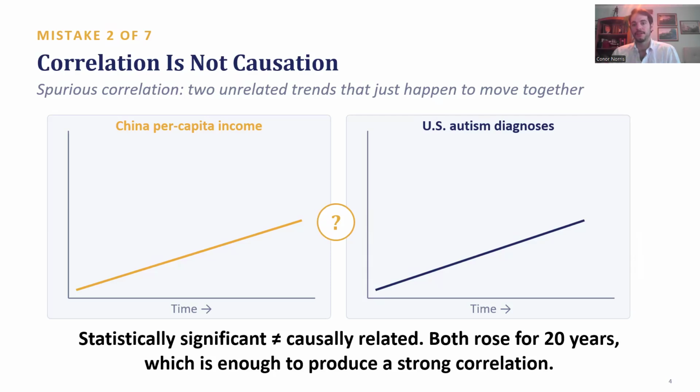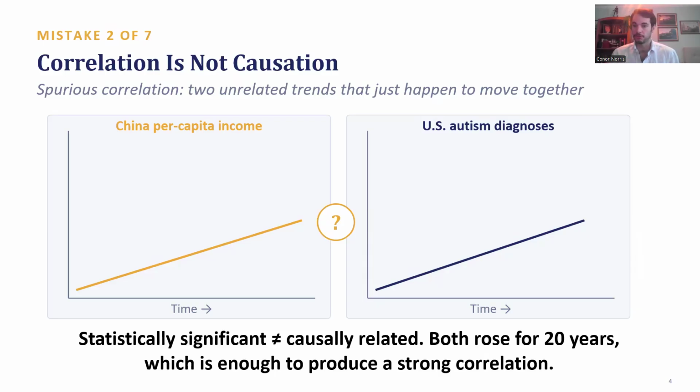The second mistake is mistaking correlation for causation. Suppose you're studying rising autism diagnoses in the US over the last 20 years. If you added per capita income in China as an explanatory variable, you'd almost certainly find a strong, statistically significant relationship. Basically, because both numbers have been increasing for the past 2 decades. That's it. It doesn't mean that a Chinese recession would lower US autism rates. There really shouldn't be any relationship, theoretically, between the two. They're 2 unrelated trends that happen to be moving together over time.